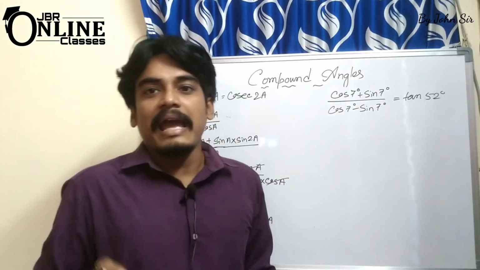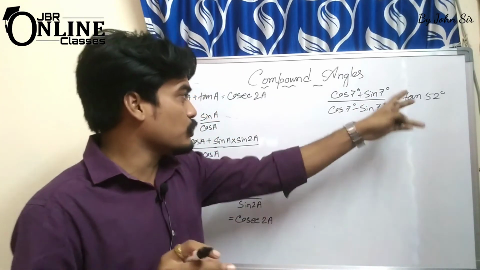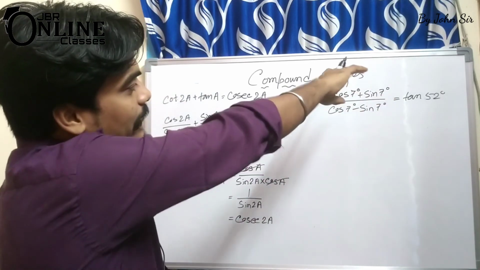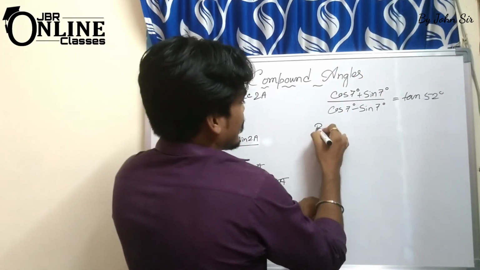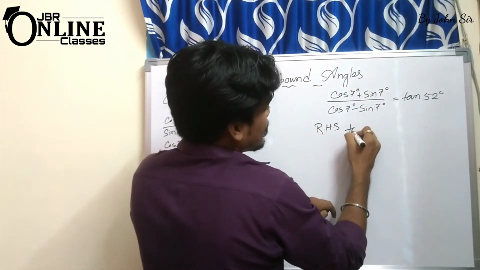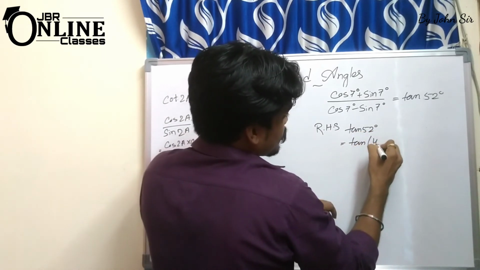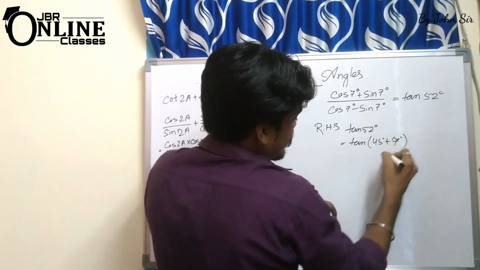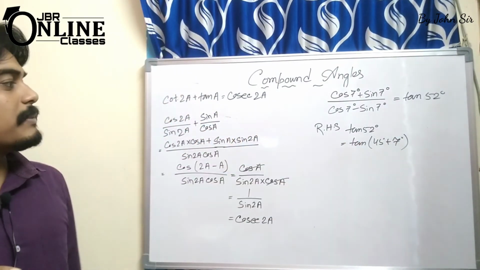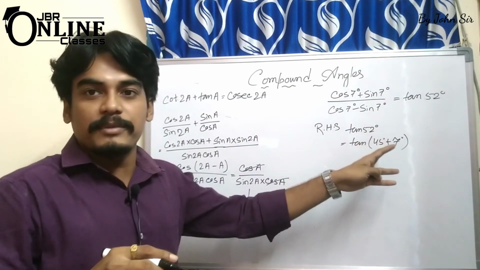Now the next problem: (cos 7° + sin 7°) divided by (cos 7° − sin 7°) equals tan 52°. So here I am going to start with the right hand side. So in the right hand side, first write down tan 52 degree. Now tan 52 degree, you can write also as tan(45 + 7) degree.